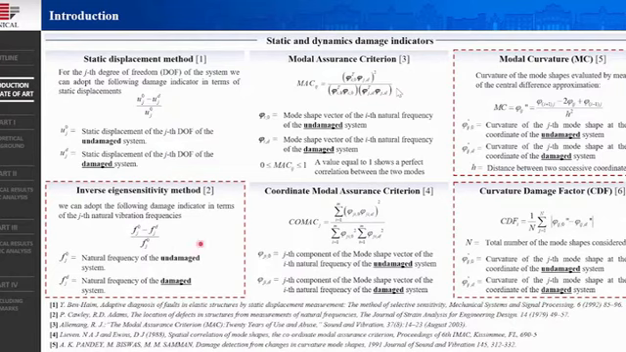The first one, the inverse eigensensitivity method, is based on the natural vibration frequencies, and the other ones, the modal curvature and the curvature damage factor, are both based on the curvature of the mode shapes.